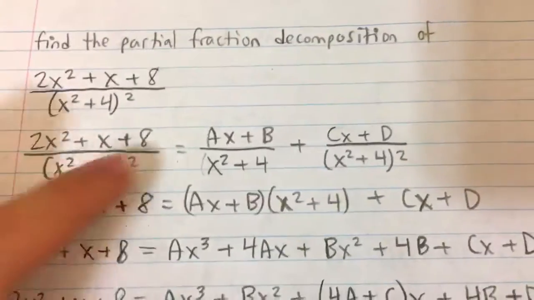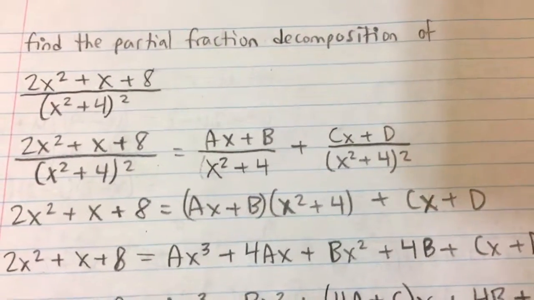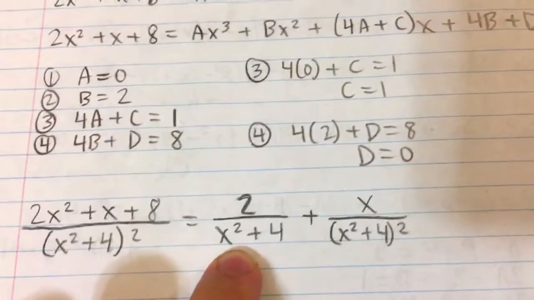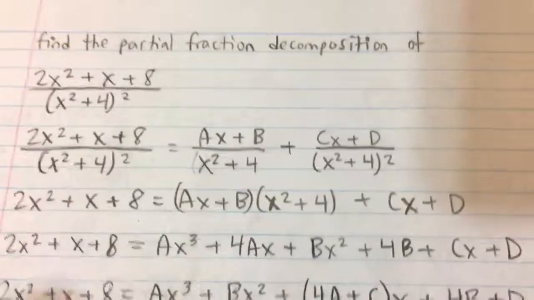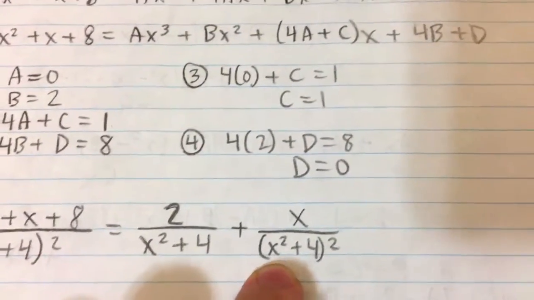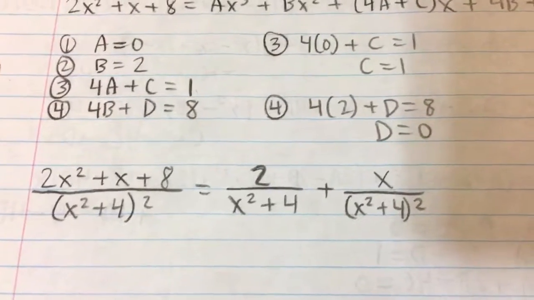And so if we go back to our original expression, we see that a is 0 and b is 2. So we have 2 over x² + 4. And for here we have c equals 1 and d equals 0, and so we have x over (x² + 4)². So this is our final answer.